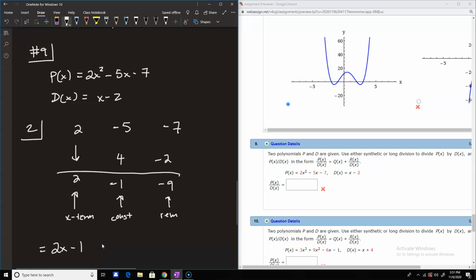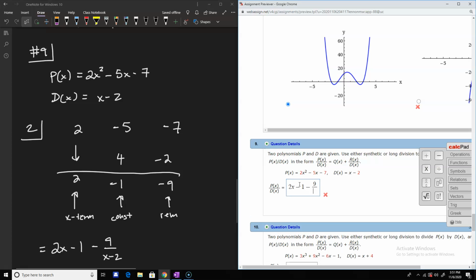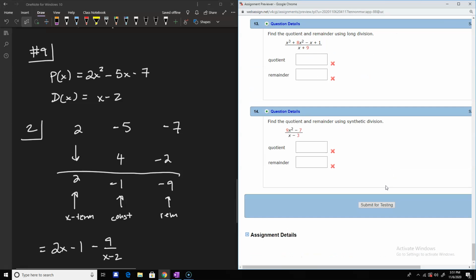you could write this as either -9 over the divisor x minus 2, or you could do plus and -9 on top. Either way, it should work out fine, but really not too much of a problem there. Maybe the form could be a little bit confusing, but really it's just synthetic division as normal, so I don't really see too much of a problem there.